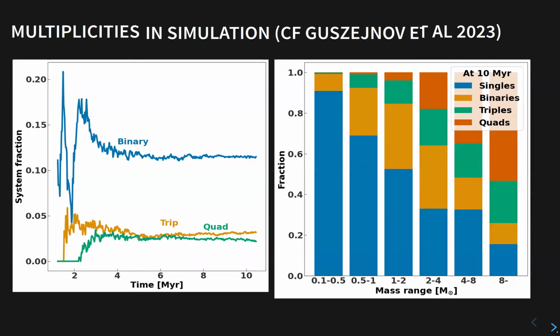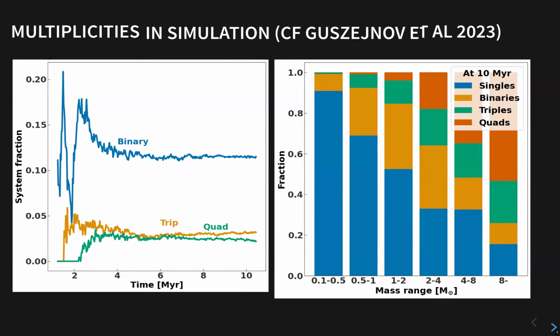So the first step in our analysis was just to collect multiplicity statistics across time in these simulations, and that's illustrated in these 2 plots here. This part has already been looked at in the context of Starforge simulations, but this is just to give you an overview of overall multiplicity statistics. The plot on the left shows the fraction of different types of multiples over time, starting with the binaries in blue, and then the higher order multiples in orange and green.